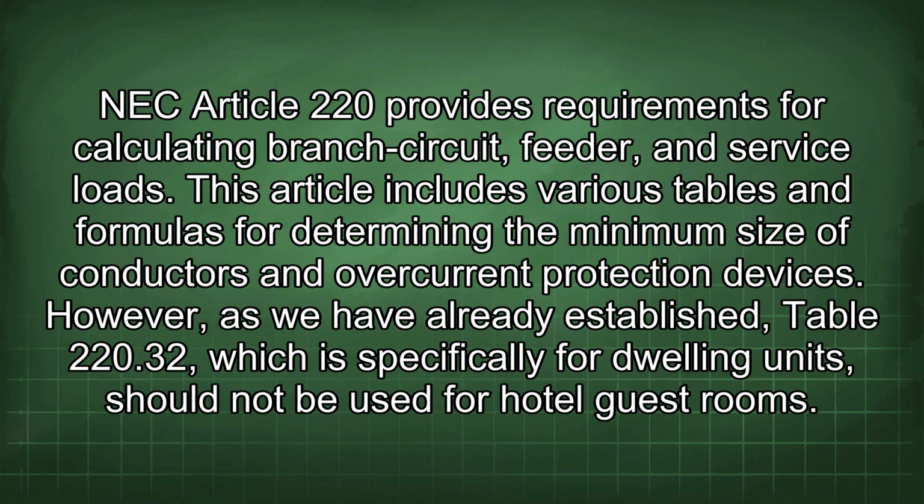NEC Article 220 provides requirements for calculating branch circuit, feeder, and service loads. This article includes various tables and formulas for determining the minimum size of conductors and overcurrent protection devices. However, as we have already established, Table 220.32, which is specifically for dwelling units, should not be used for hotel guest rooms.